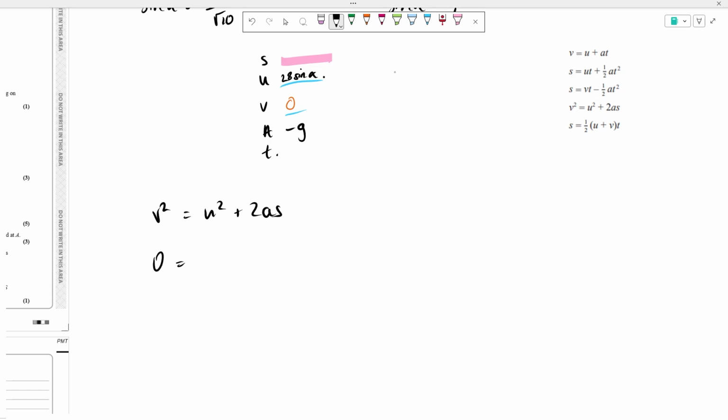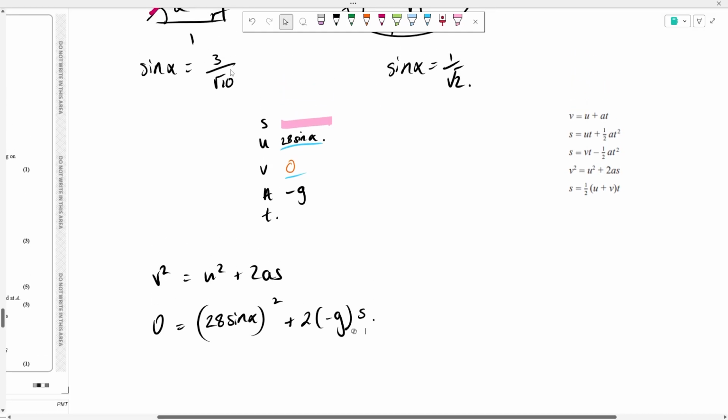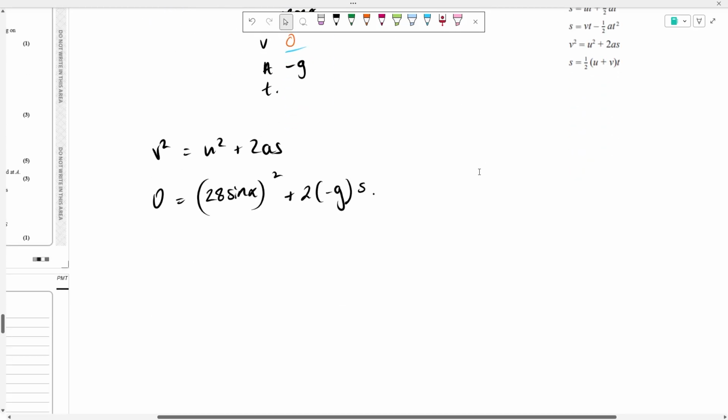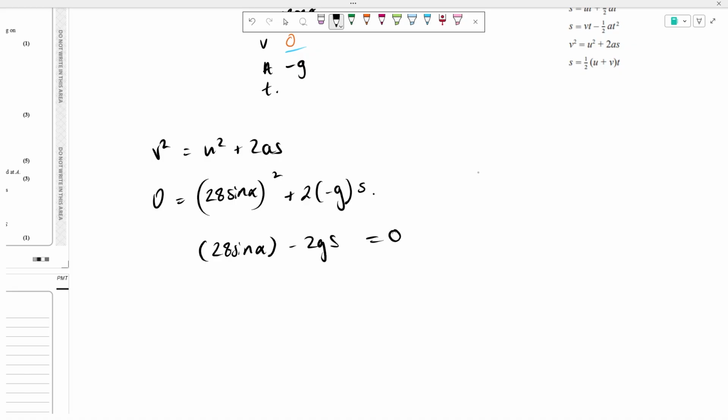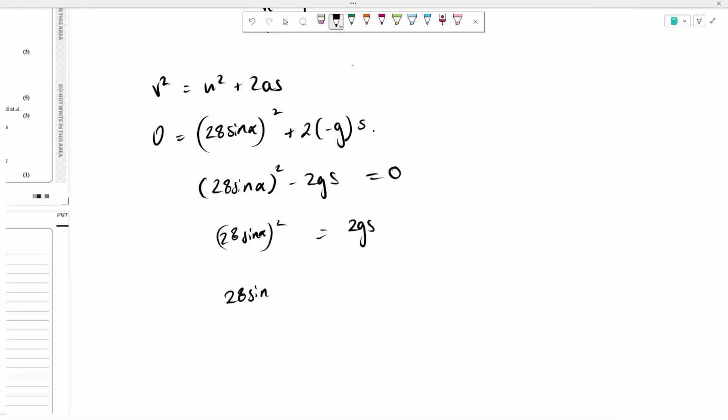V squared is going to be 0. U squared is going to be 28 sine alpha all squared, plus 2 times minus g times s. I'm going to rearrange this for s, and you can probably already substitute stuff in if you really want. You can even substitute this in, but I'll show you why I'm doing this. It's just a lot easier in my opinion. Let me clean things up real quick. This is going to be like so, is equal to 0. I'm going to move this to the right hand side, so this becomes 28 sine alpha all squared is equal to 2gs. I'm going to divide by 2g. 28 sine alpha all squared over 2g is equal to my distance.